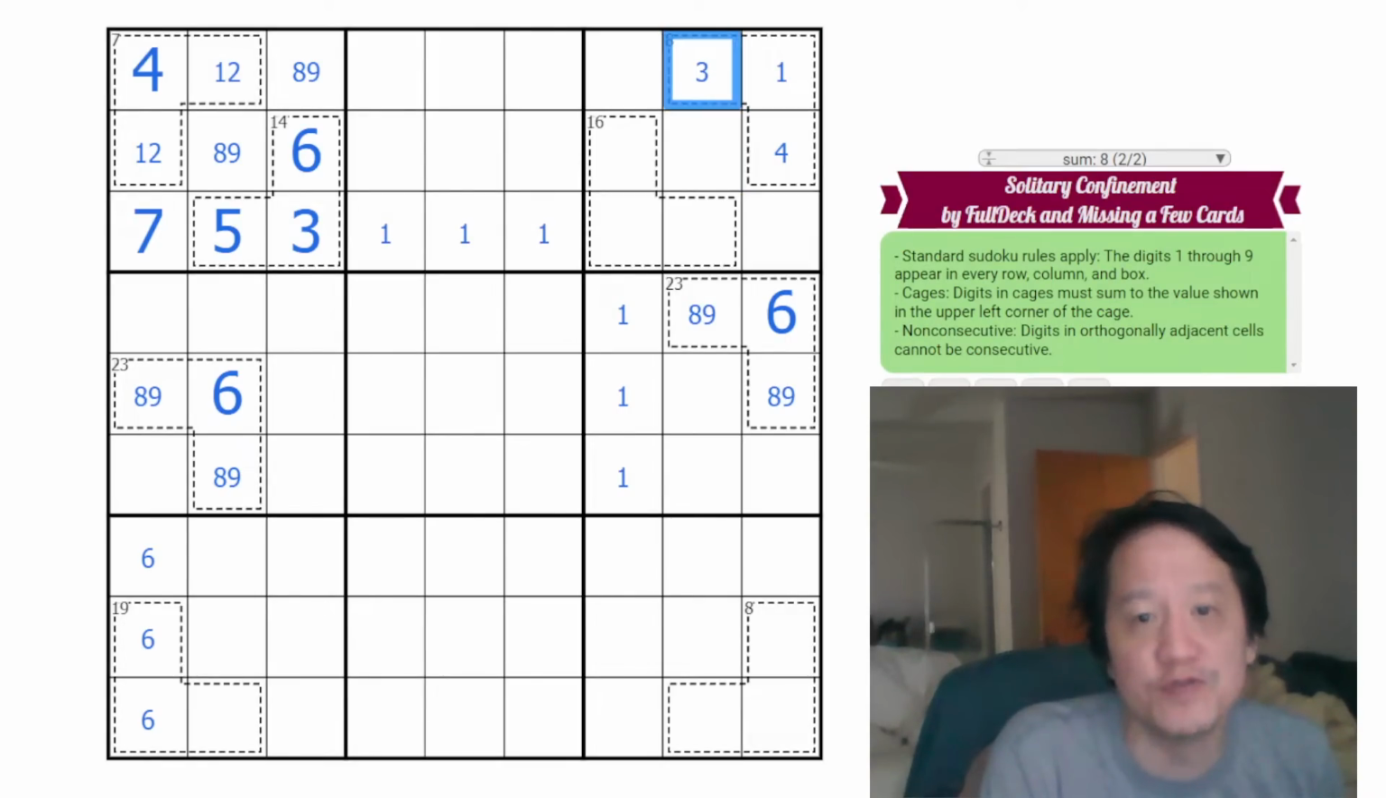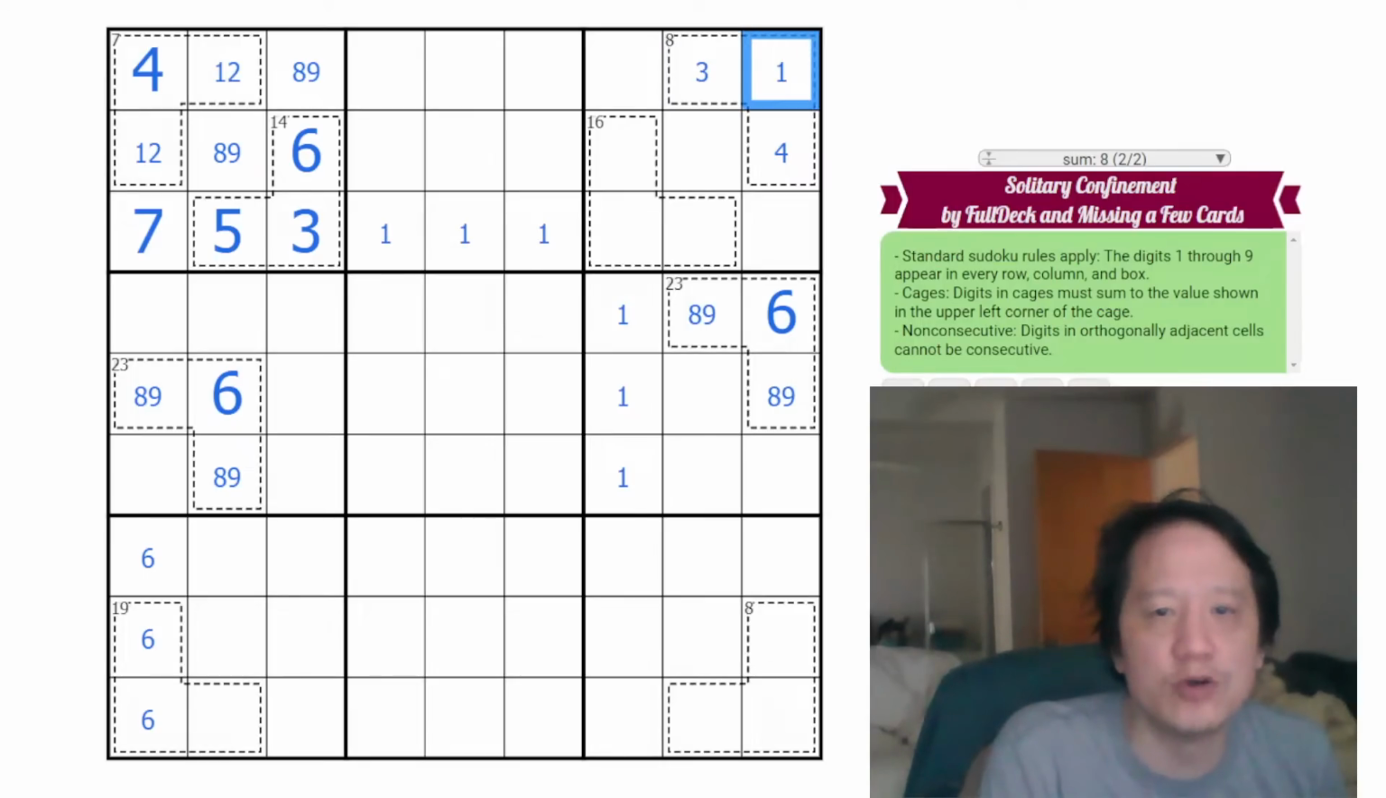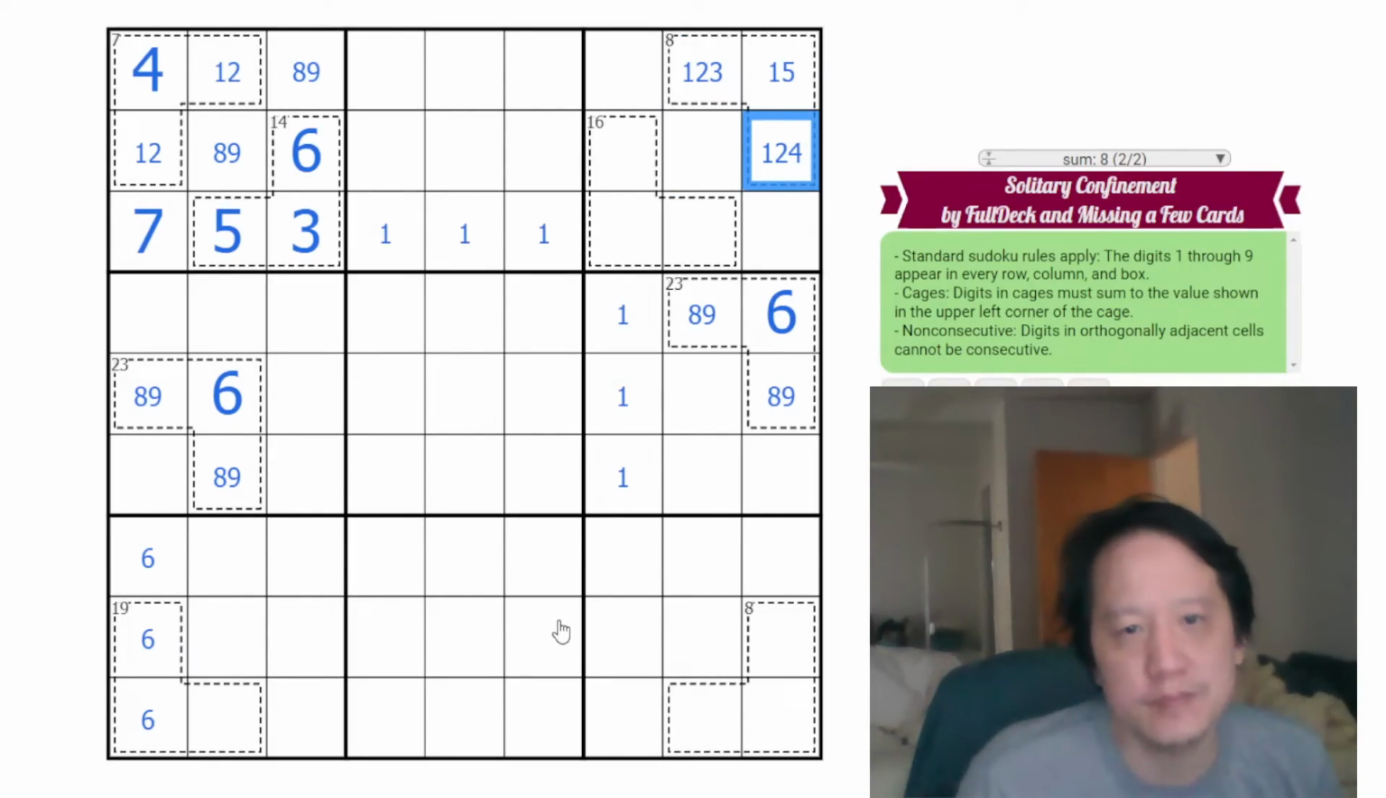If this is 1, 2, 5, one of the 1 and 2 has to be here, which means the other one has to be 5. And it cannot be 1, 2 here, because then they would have a 1, 2 adjacent to it. So this would have to be 5. This is 1, 2. This is 1, 2. Okay.